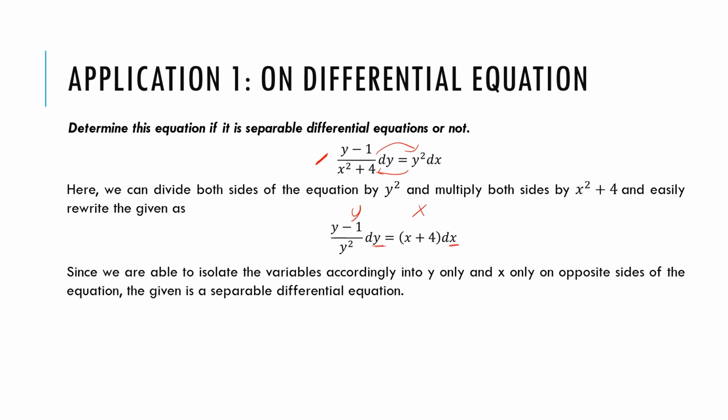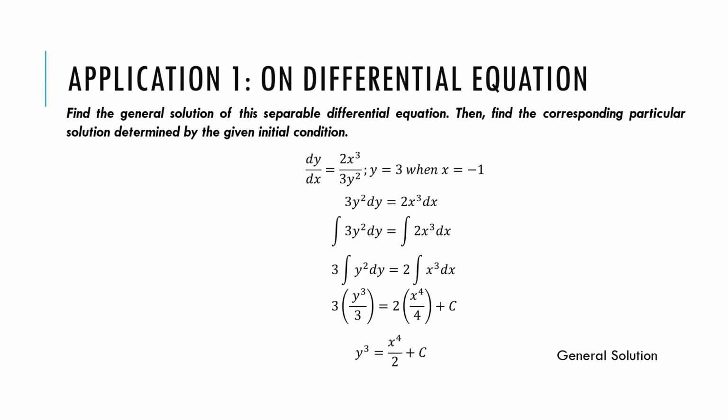Kasi nga, na-separate natin or na-isolate natin yung mga variables. Sa mga y lang is x lang. So, this is a separable differential equation. It's correct. Next is, we need to find the general solution. If this is a separable differential equation, then find the corresponding particular solution determined by the given initial condition. So, 2x cubed over 3y squared when y is equal to 3 and x is equal to negative 1.